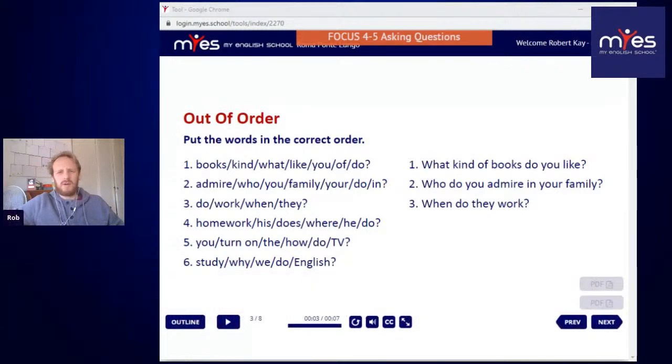Okay. So we're looking at number 4. We have homework, his, does, where, he, and do. Can you put them in the correct order to make a question? How could we make a question with these words? What do you think? How do we make a question with these words?